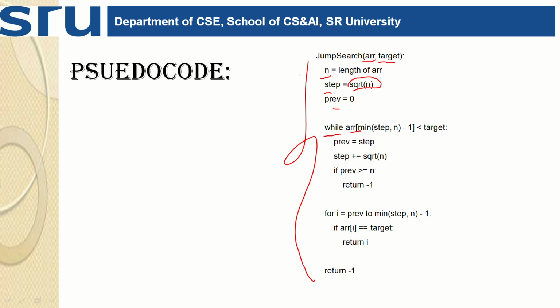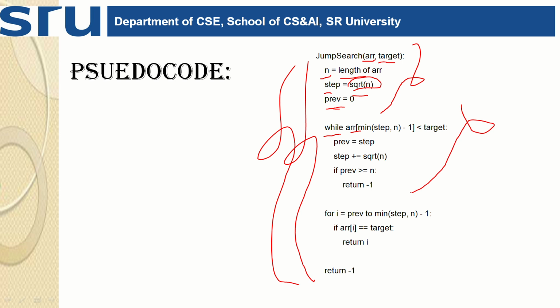So now we understood the pseudocode. This pseudocode performs the jump search algorithm, and this is how it will be executed. This part identifies the length of the array, the square root of the size, and the previous value. This while loop compares and jumps by the square root step if the condition is true. Then this for loop is used to identify the target value. How will it work? We will see.